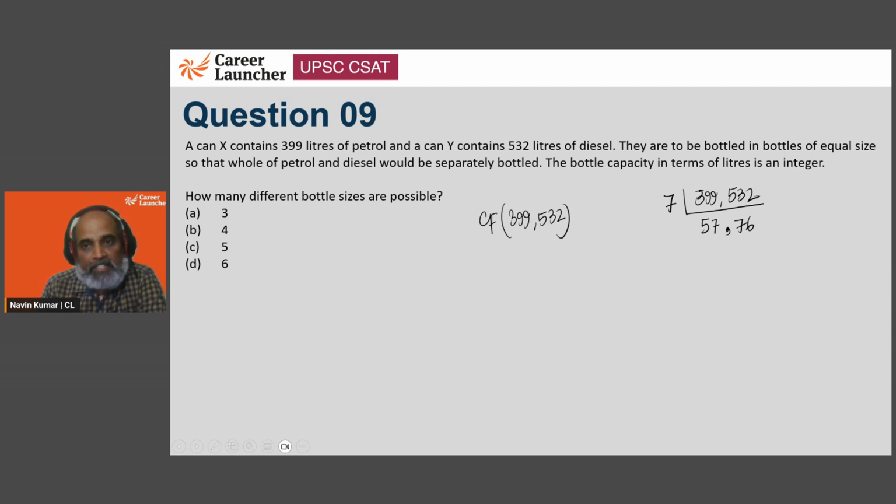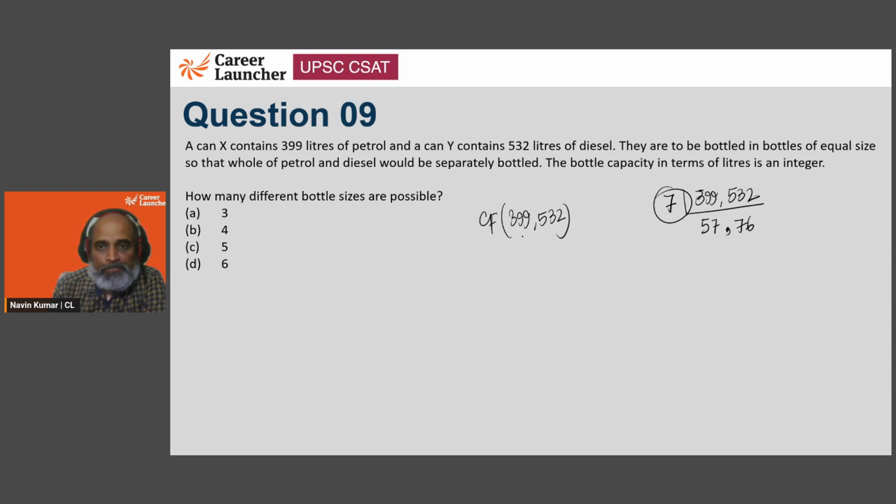Now, are they divisible by 7 again? No, they are not. Are they divisible by 11? They are not. Are they divisible by 13? They are not. So basically 7 is the HCF here, right?